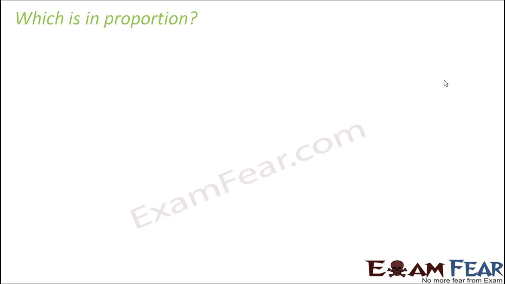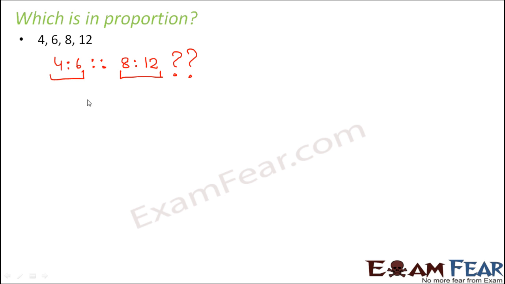So let us take a few examples and see if they are in proportion or not. The first example is 4, 6, 8, 12. These are the respective terms in a proportion. What does that mean? That means you have to find out if 4:6 is proportional to 8:12 or not. So you have to find out if this is true or not. For that we will find out the value of this ratio and the value of this ratio and then compare if both are equal.